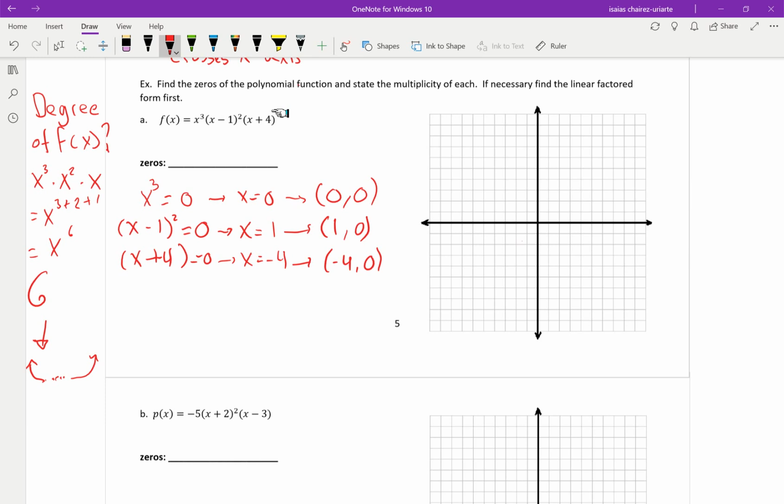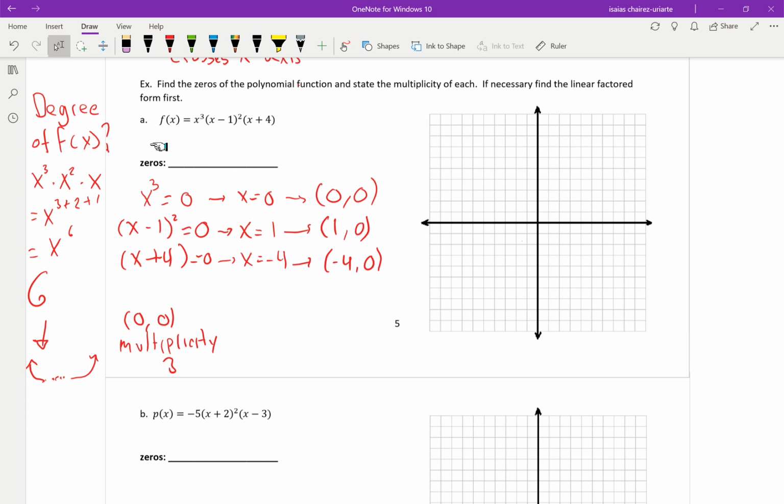Okay, now let's think about the multiplicities. So what's the multiplicity of 0, 0? 0, 0 corresponds to this factor x cubed. And what's the exponent here? Well, it's odd. So this has odd multiplicity. So here the multiplicity is 3.